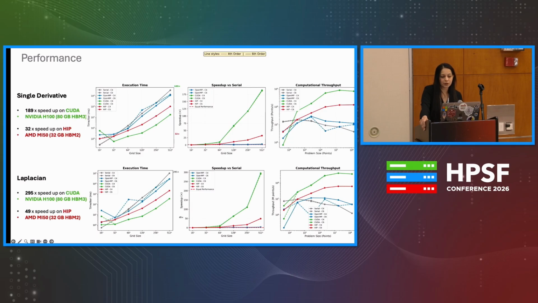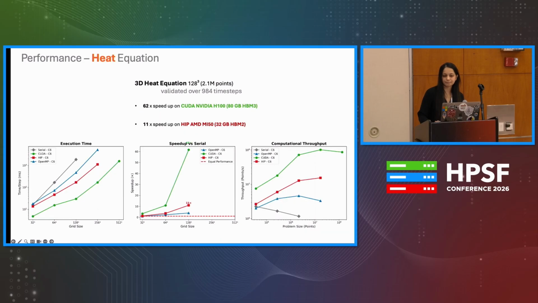The execution time plots show that both fourth and sixth order schemes scale well. The speedup plots show that we achieve near linear parallel efficiency on large grids. And the computational throughput plots show that we sustain over 100 million grid points per second on CUDA for sixth order schemes. This is high enough to make high order CFD practical using a single GPU. Multi-GPU gains remain to be explored.